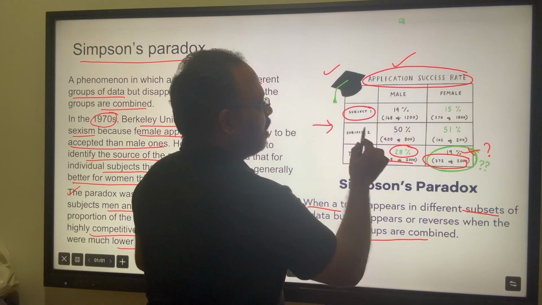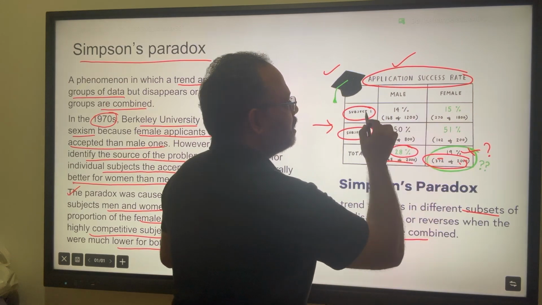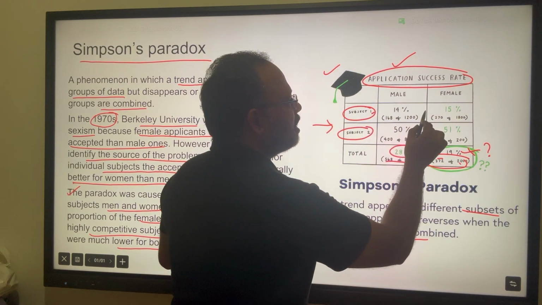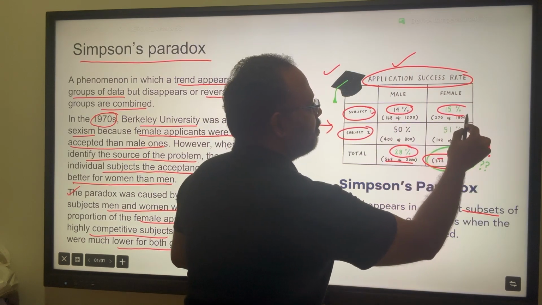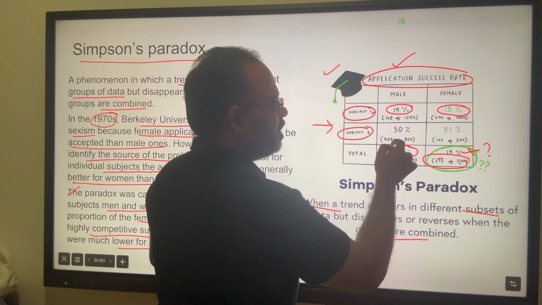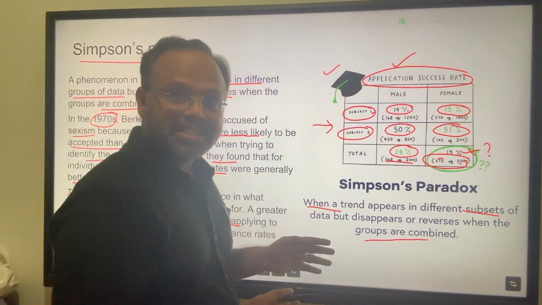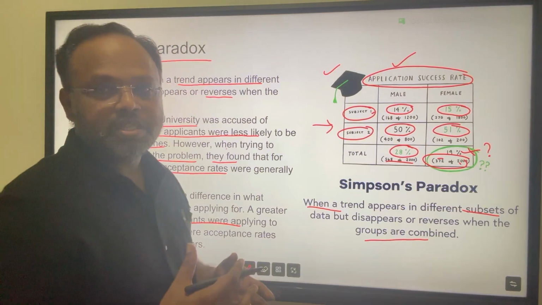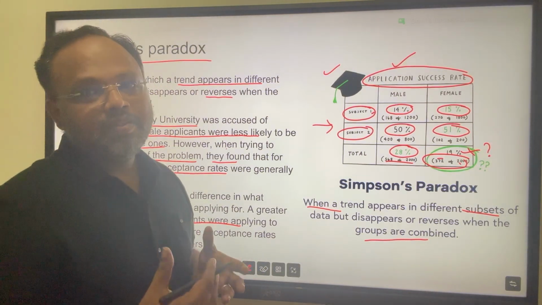But when we look at the individual subjects, females have applied for more difficult subjects. That is, in subject 1 the overall rejection rate is high. 14% of the males and 15% of the females were selected here. And in subject 2, the selection rate was high. 50% of the males and 51% of the females were selected. So hence there is no difference in selection. Simpson's paradox has occurred because more females have applied for the difficult subject.